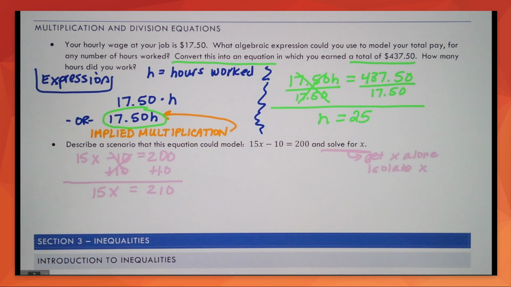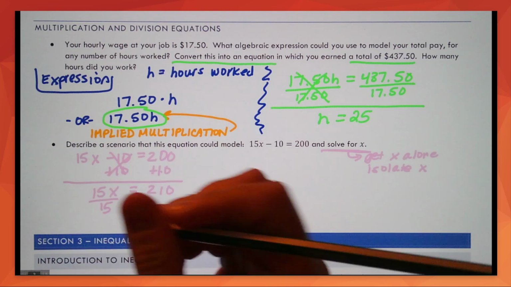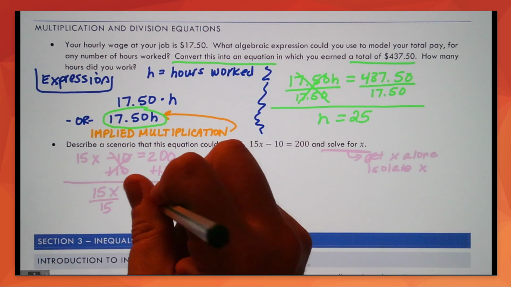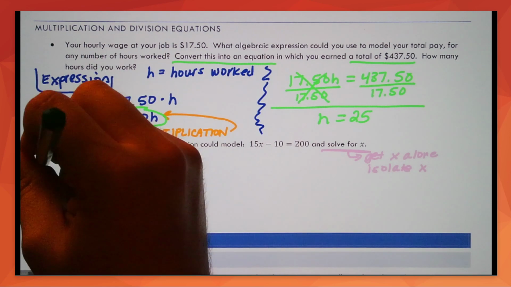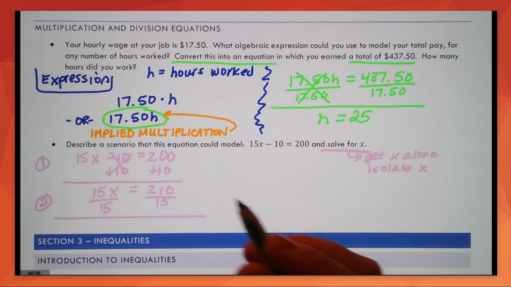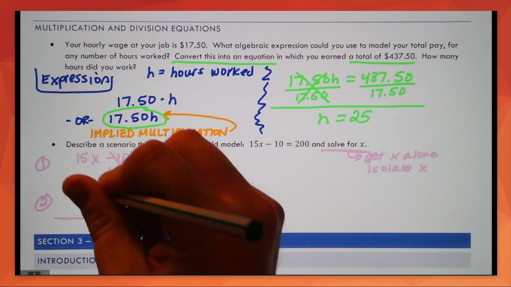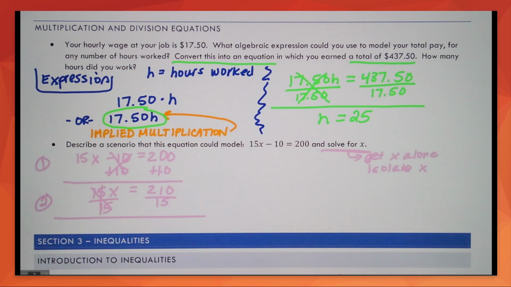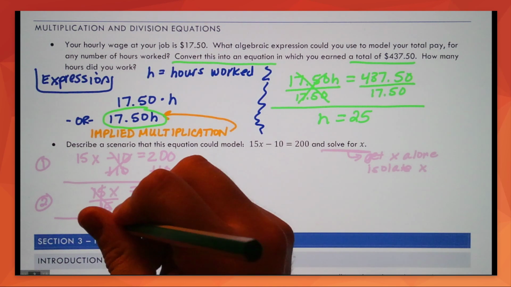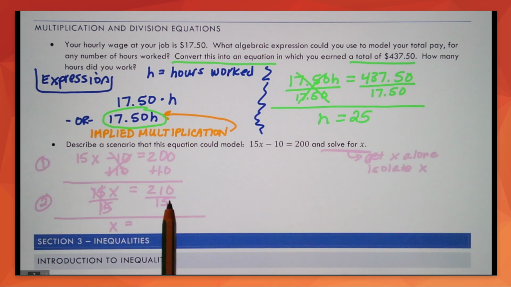There's one more step, because you have to get this x completely by itself. Right now it's being multiplied by 15. So in order to do this correctly, you have to do the opposite of multiplication, which is division. You're going to divide both sides by 15. Draw a big line, because this is step 1 and step 2. Then this 15 is going to cancel, because 15 over 15 is 1. That's going to be x equals, what's 210 divided by 15?